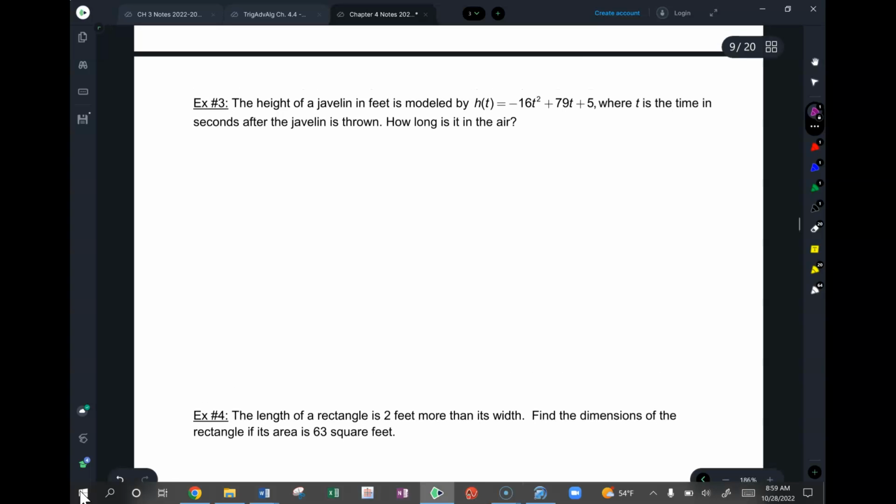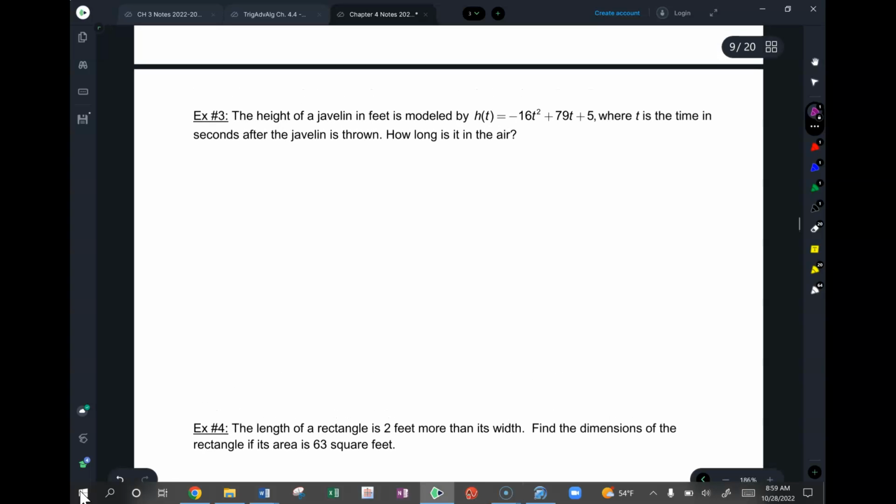So the height of a javelin in feet is modeled by this. So this is the height, modeled by this. Sorry. This is the equation, okay? Very important. Label what you have. t is seconds. How long is it in the air? So t is time in seconds. How long is it in the air?